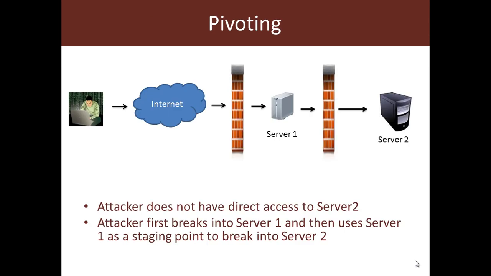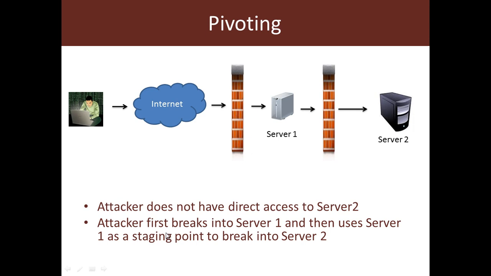Now, what exactly is pivoting? Let's look at a sample scenario in which there's a firewall and server 1 is behind that firewall. Then there's another firewall and server 2 is behind that firewall. As many of you might recollect from networking basics, this zone is called the DMZ, right? So this is one of the cases in which the attacker may not be able to reach server 2 directly, but he may have access to server 1 because server 1 may be offering some services which may be allowed through the firewall.